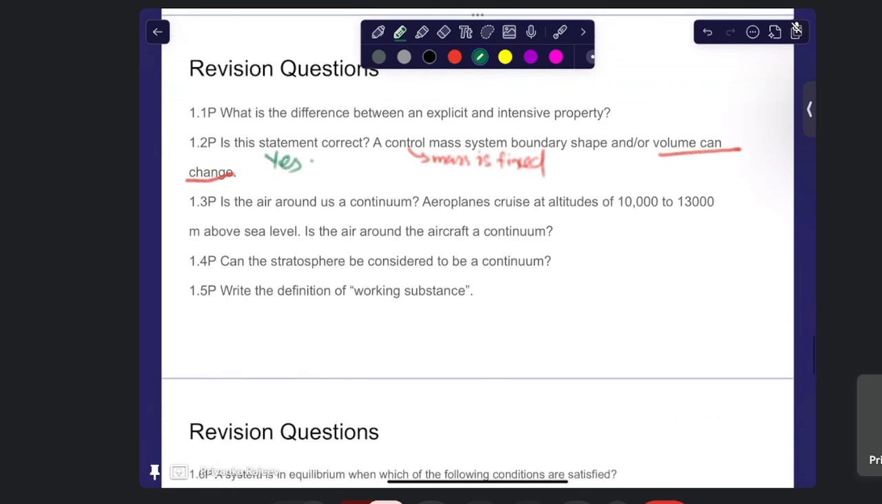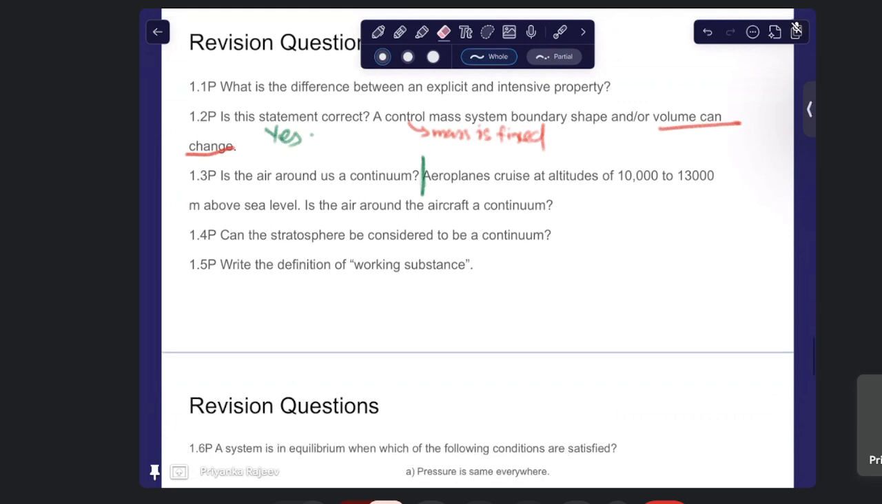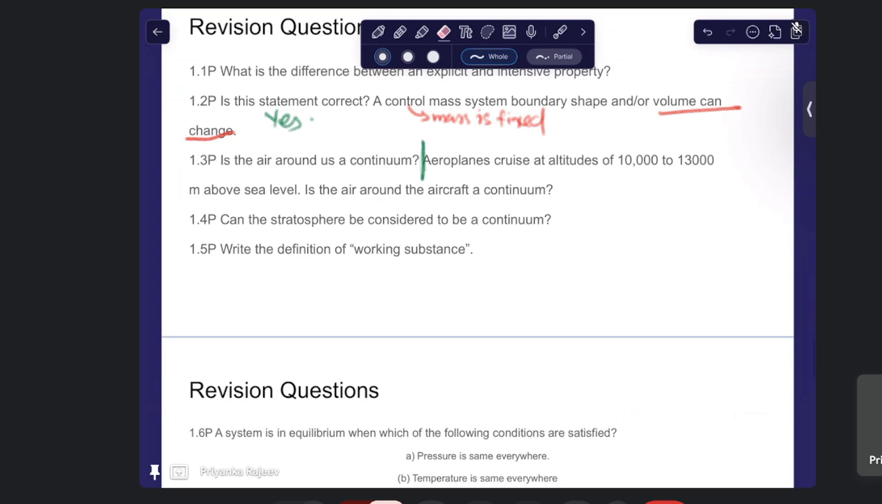Now, is the air around us a continuum? So that is one question. Okay, this is one question. Is the air around us a continuum when airplanes cruise at an altitude of 10,000 meter to 13,000 meter above sea level? Okay, is the air around the aircraft a continuum? So we have to see the next question also along with that. Can the stratosphere be considered to be a continuum?